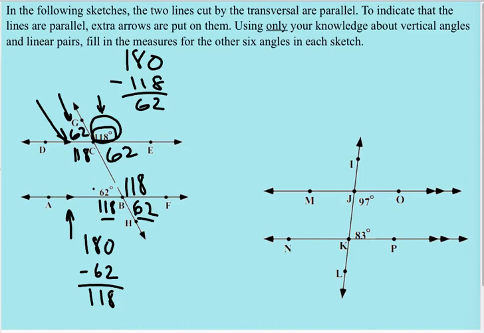So just by knowing vertical angles and linear pair, I figured out that for all 8 of those angles, I only get 2 measures. So here, 97, that's going to be 97, 83, 83. Linear pair tells me these two have to add up to 180. So that makes that one 83 and 83. That makes 97 and 97.